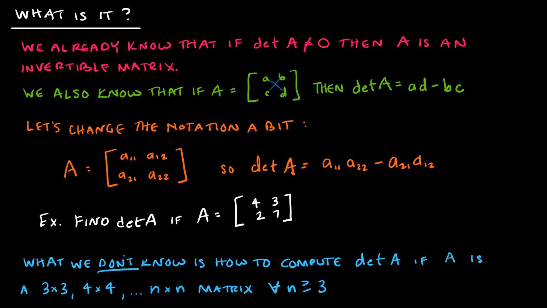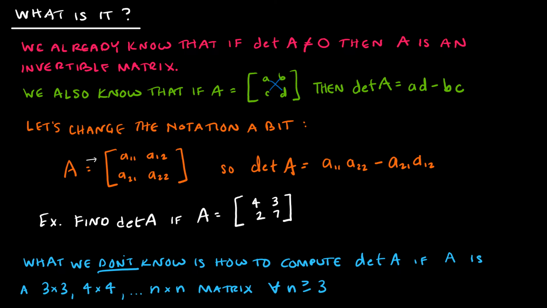Let's change the notation just a little bit, and the reason I'm doing this is, of course, because we're going to change the notation for larger matrices in just a moment. Notice all I'm doing here is using the row and column for the address of each entry. So A11 is first row, first column. A12 is first row, second column. And we continue A21, A22, etc.